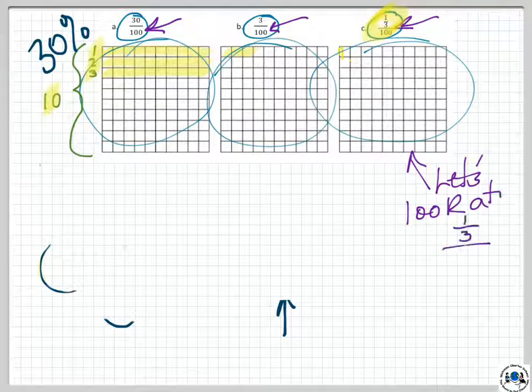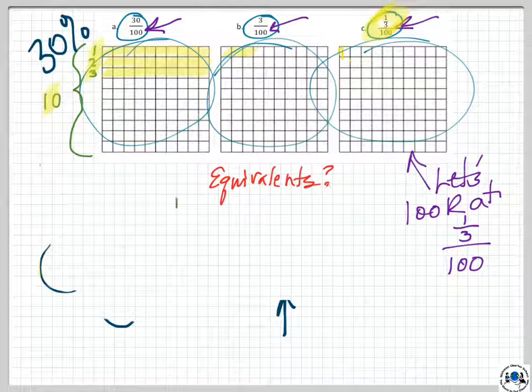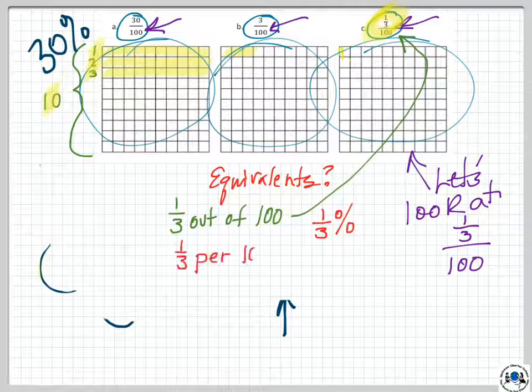Let's look at 1/3 over 100, or 1/3 hundredths. This is kind of the funkiest one. What are some equivalents? Well, 1/3 out of 100, which is what we have here. If we have 1/3 out of 100, we have 1/3%.